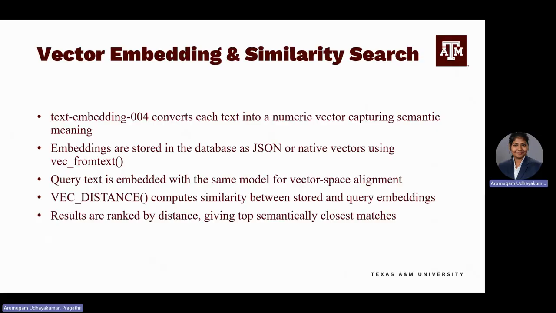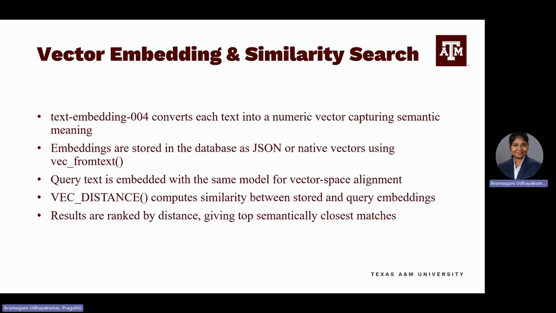In order to perform this, I have used the text embedding 004 library, which will help me convert the text into its corresponding numeric vector, capturing all of its semantic meaning as well. And all these embeddings are stored in my database in the JSON format or in its native vector format. And I'm using VEC_FromText in order to convert the user-entered prompt into vector embeddings. And the query text is embedded with the same text embedding 004 library, same as all the other embeddings, so that I'm maintaining uniformity between the prompt vector conversion and the data in the database from vector conversion.